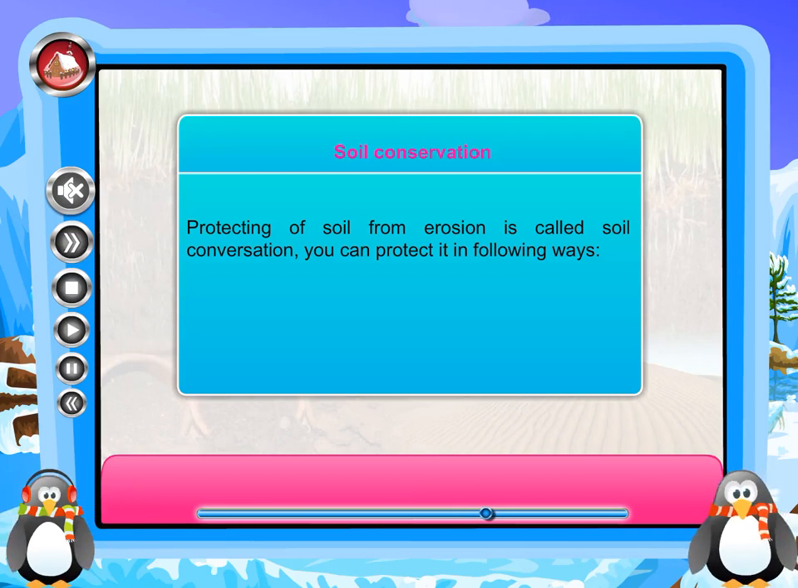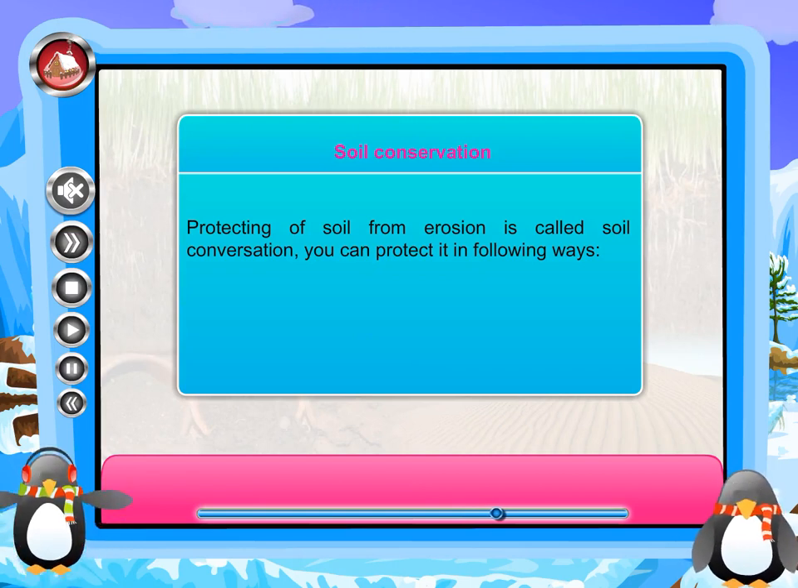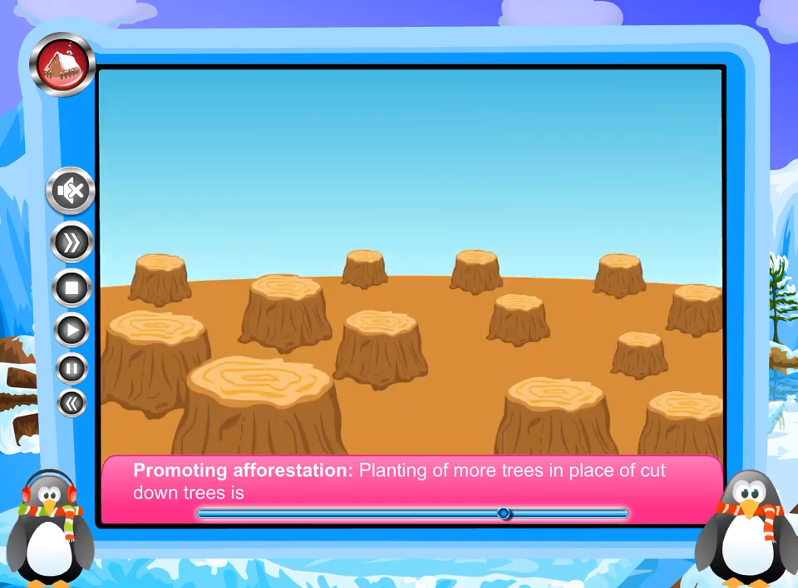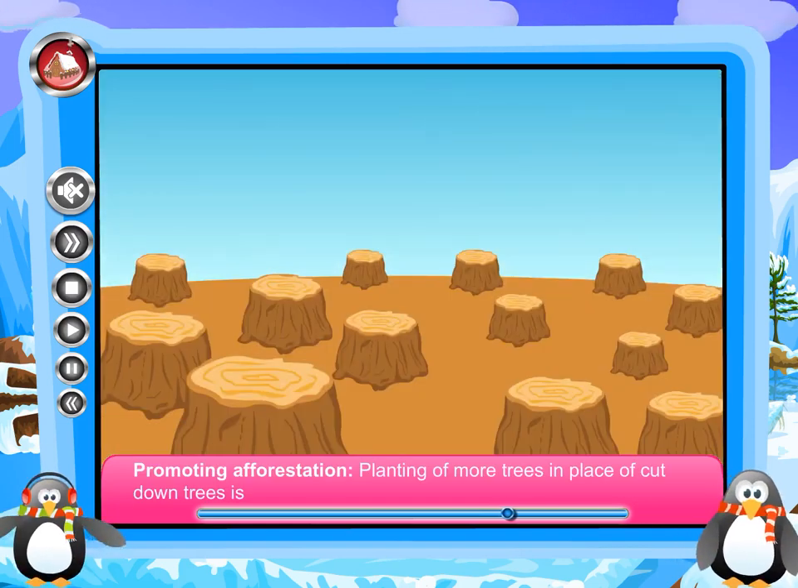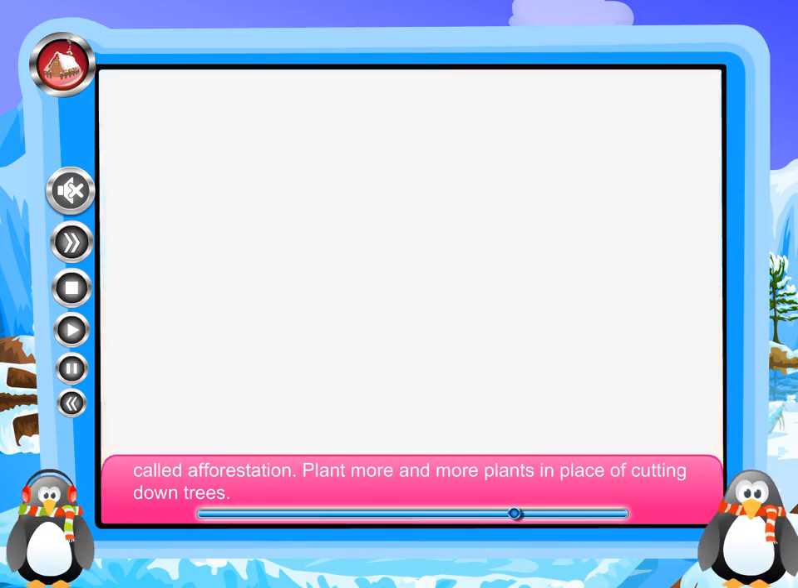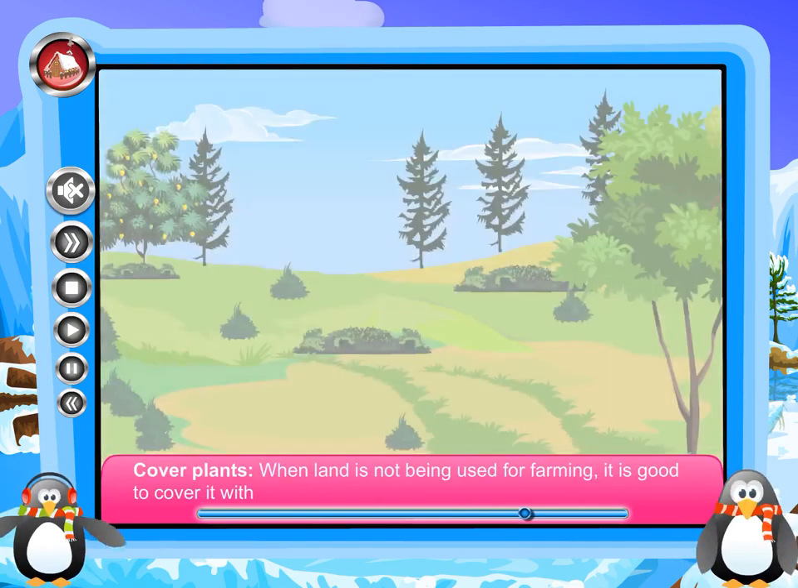Soil conservation. Protecting of soil from erosion is called soil conservation. You can protect it in following ways. Promoting afforestation. Planting of more trees in place of cut down trees is called afforestation. Plant more and more plants in place of cutting down trees.